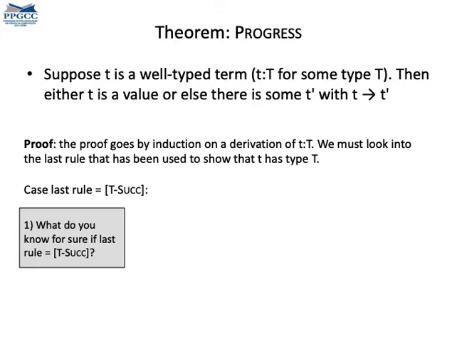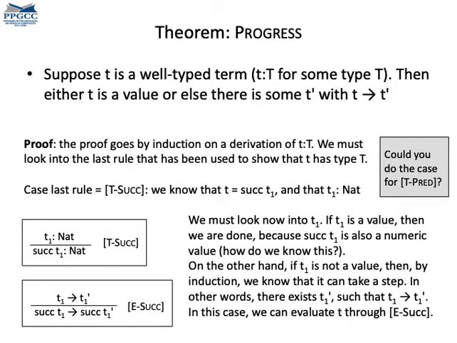Let's analyze more carefully the case for T-Succ. What do we know if the last typing rule is T-Succ? In this case, we know that the term is succ T1 and that T1 is nat. Now, if T1 is a value, then we are done, because succ of a numeric value is also a value. If T1 is not a value, then it can take a step. That is, there exists a T1 prime such that T1 goes to T1 prime. In this case, we use rule E-Succ to show that succ T1 can take a step to succ T1 prime.